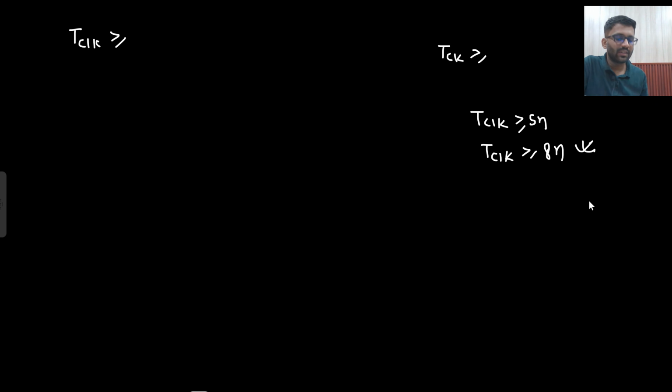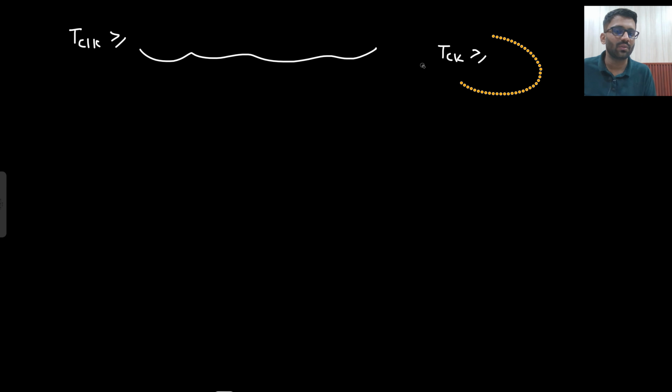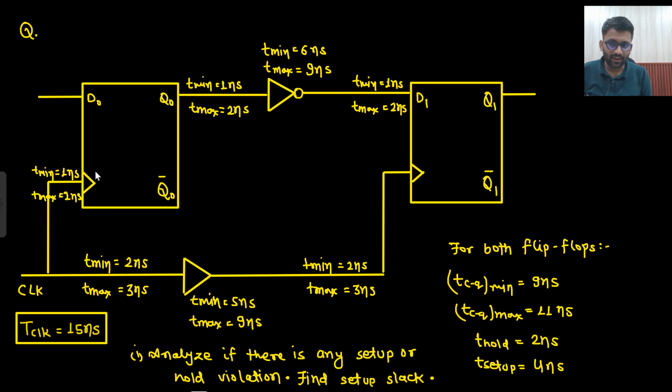Which condition will you be happy with? If my T clock is greater than 8 nanosecond, then 5 nanosecond is already fulfilled. If my T clock is 9 nanosecond, then both are fulfilled. But if my T clock is 6 nanosecond, then this is fulfilled but this is not. So here you need this value to be maximum. Say yes or no. If my T clock is greater than the maximum delay, then it is good for me, no? So here I will write down the maximum delays.